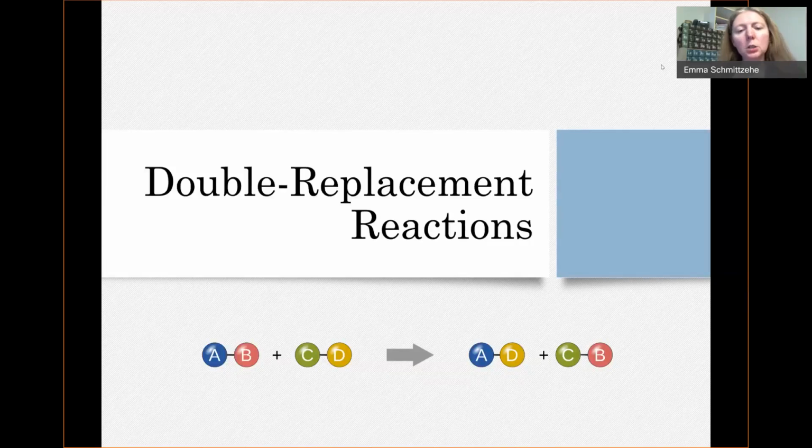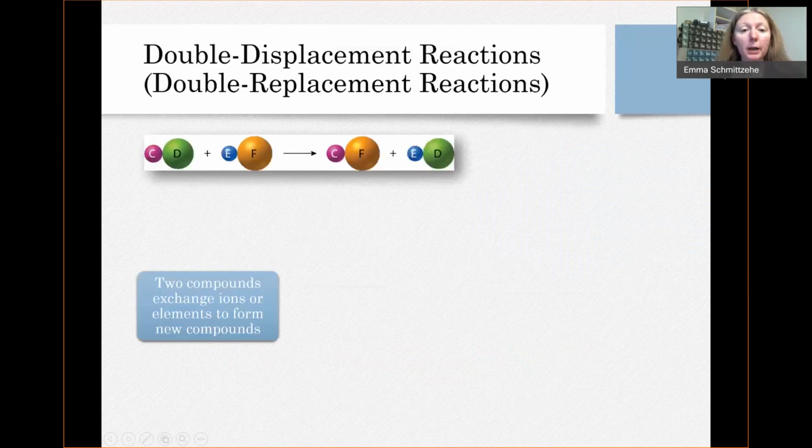Okay, I'm going to talk about double replacement reactions. So a double replacement reaction can also be called a double displacement reaction. And basically what it is, you have two compounds that exchange ions or potentially exchange elements to form new compounds.